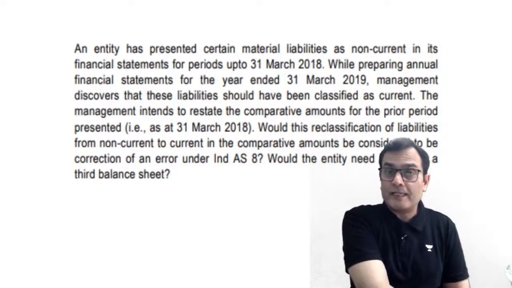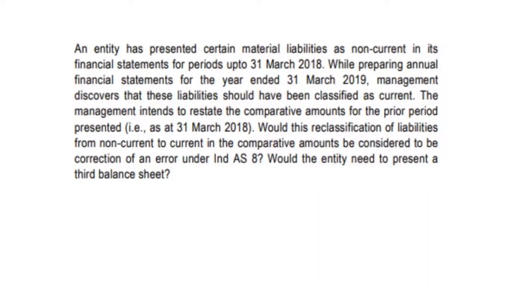Let's have a look at two questions with you. If you look at the first question, I am given that an entity has presented certain material liability, look at the word material, liabilities as non-current. So I think two conditions are met: you have done a presentation, and it is a material liability as non-current in the financial statements up to March 18. But when we are making the financial statements for the year 19, the management discovers that this liability should have been taken as current. So you presented a current liability as non-current.